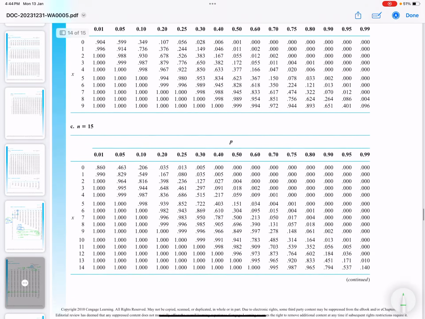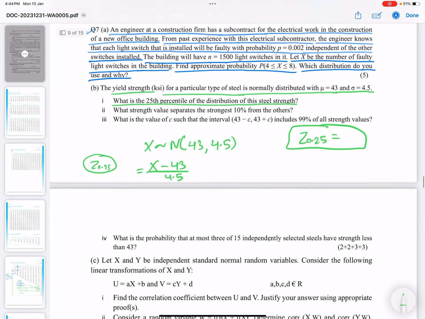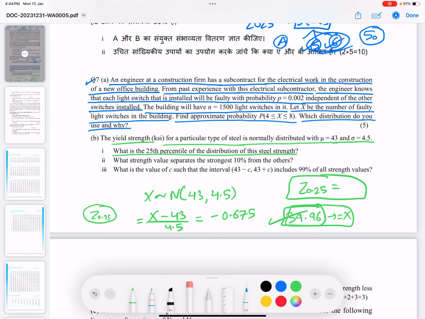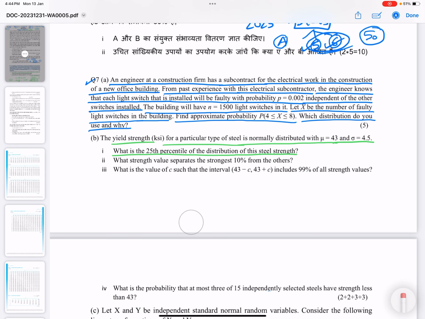Now solving the question. So this is coming out to be minus 0.675. Now you can solve this. So 4.5 into minus 0.675 equals minus 3.04, plus 43. So the value is coming out to be 39.96. So the 25th percentile value is when x equals 39.96. Okay, now moving to the next part.